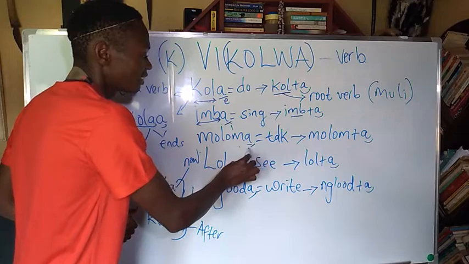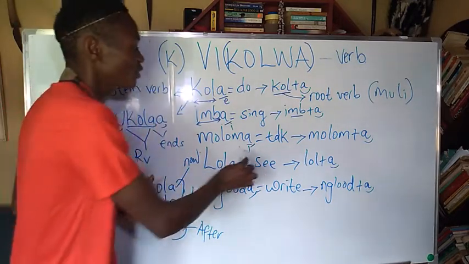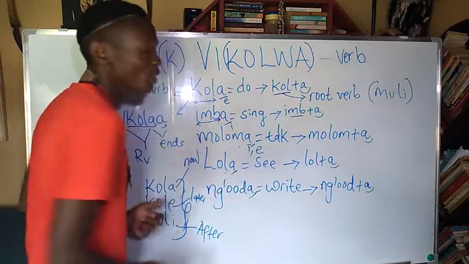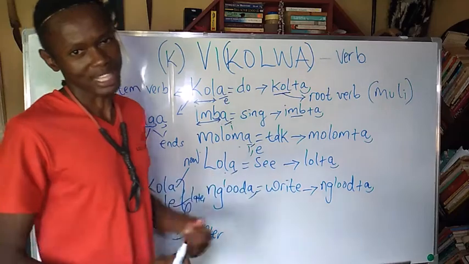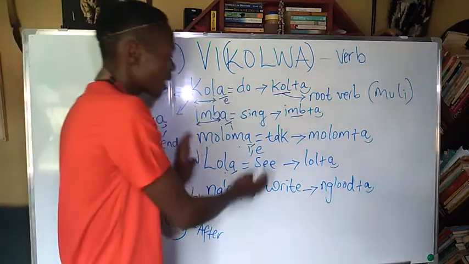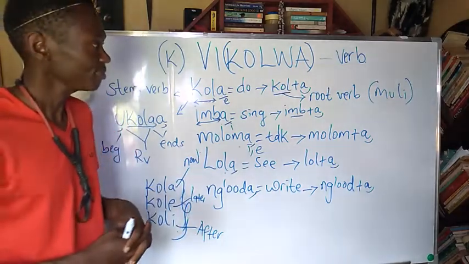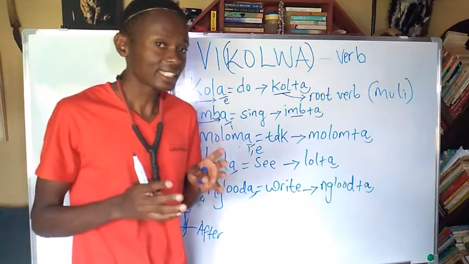Moromi, if you do an i, you are into the past. If you do an e, you are into the future. And if you say moroma, you are in the present. That is how these verbs of Logooli are seen or can be found written.